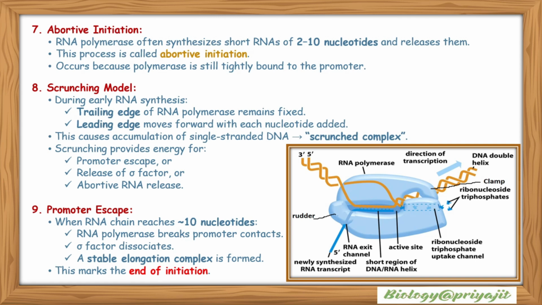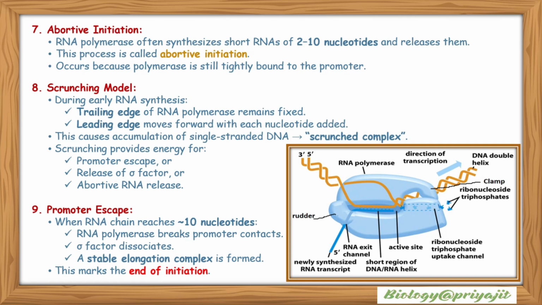So what is abortive initiation? RNA polymerase often synthesizes shorter RNAs of 2 to 10 nucleotides long and releases them. This process is called abortive initiation. It occurs because RNA polymerase is still tightly bound to the promoter. Now we should study the scrunching model. What is the scrunching model? During early RNA synthesis, the trailing edge of RNA polymerase remains fixed and the leading edge moves forward with each nucleotide added. So basically the scrunching model explains how RNA polymerase starts transcription and escapes from the promoter during initiation in prokaryotes.